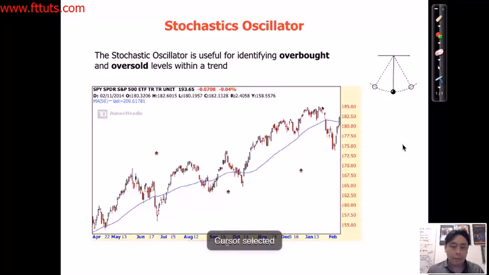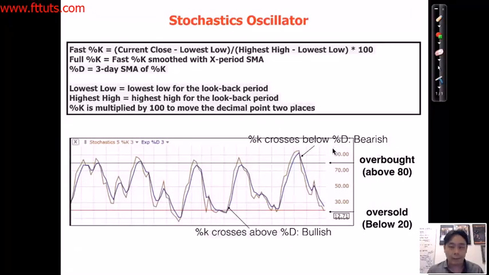So let's take a look at how to read this indicator, okay? So typically, this is how the stochastics indicator looks once you insert it into the price chart, okay? For those of you who are maths geeks and want to know how this is calculated, that's how it's calculated, right? We've got the fast percentage K line, the full percentage K line, and the percentage D line. And this is a specific formula that's used to calculate these lines, all right?